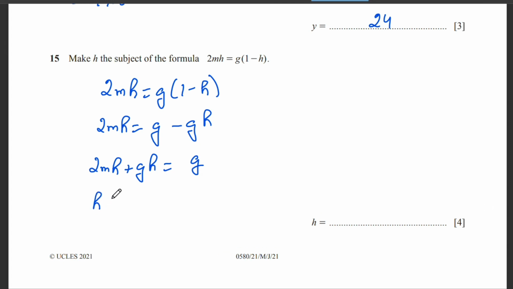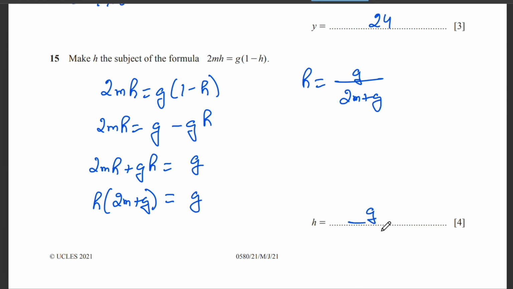equals g. Now since we have to make h the subject of the formula, we'll take h common from here. Taking h common, this will be h(2m plus g) equals g. Now cross multiplying, so h will be g upon 2m plus g. That's the answer. h is equal to g upon 2m plus g.